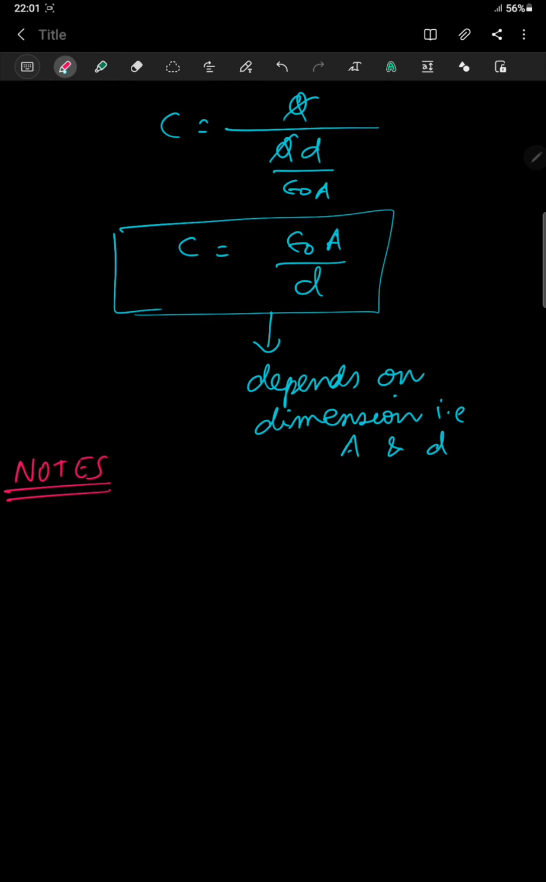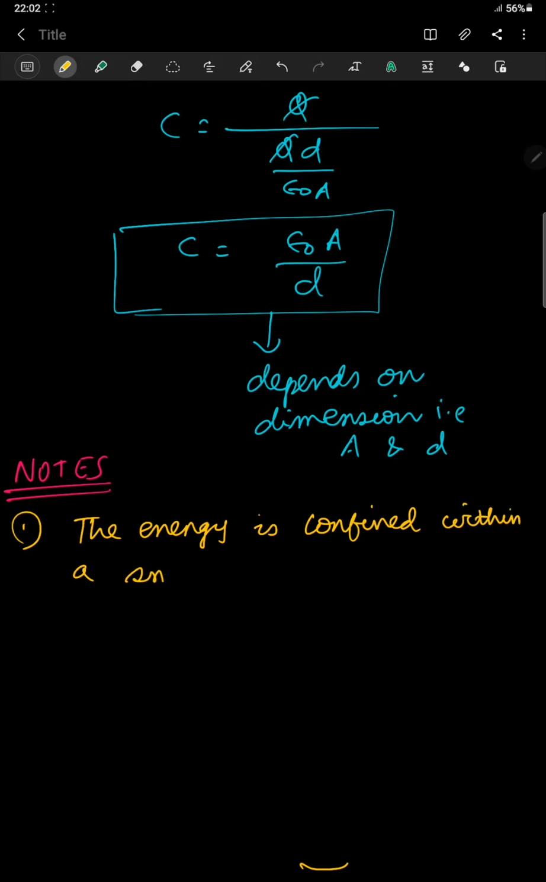Here the first point of discussion is, now you see the energy which was spread out in the previous case in that of a sphere is now being able to be confined within a smaller region. So the first thing can be the energy is confined within a small region. This is one of the biggest achievements, because if we confine it, then we can use it.